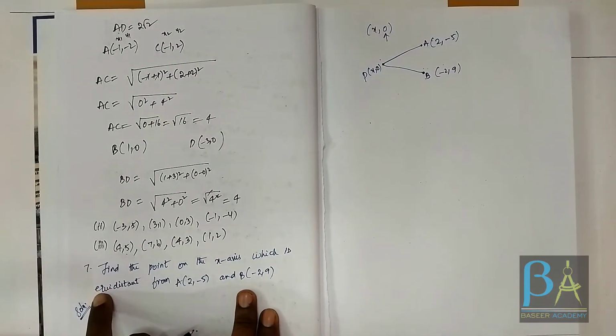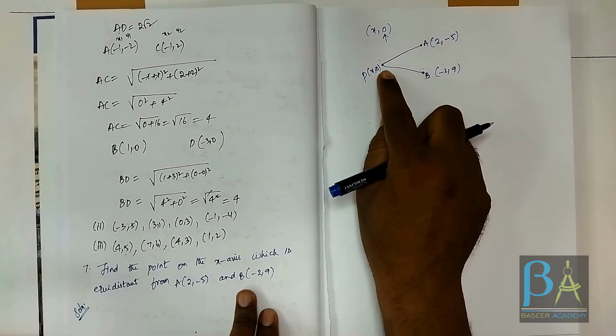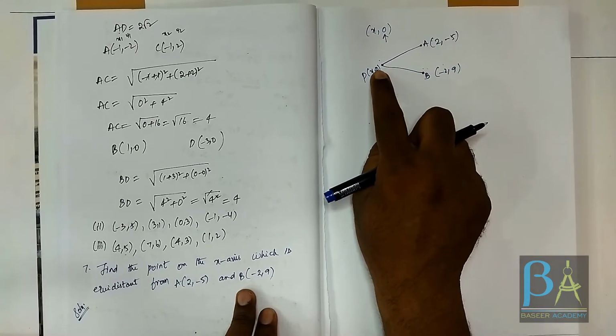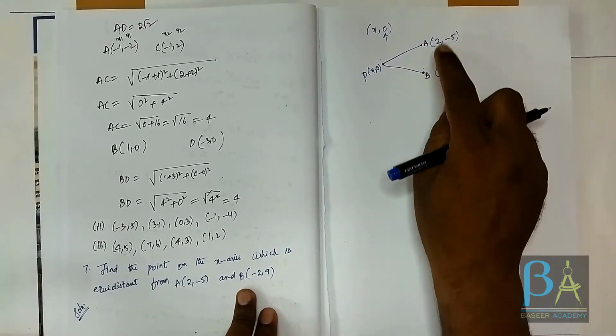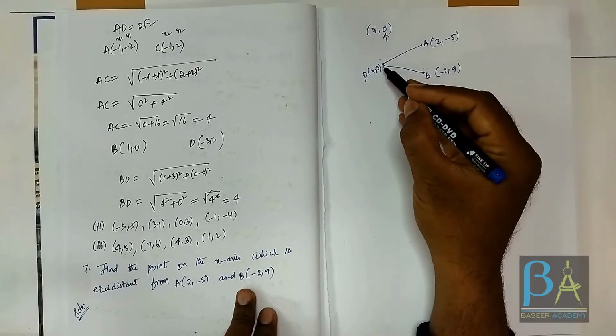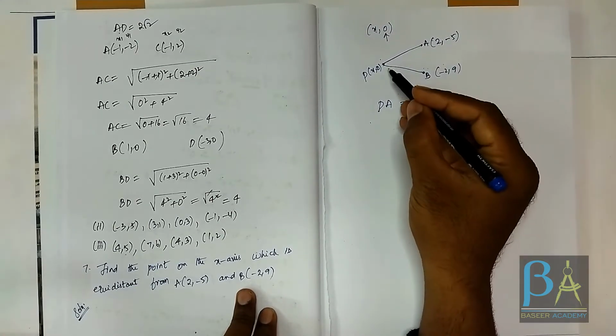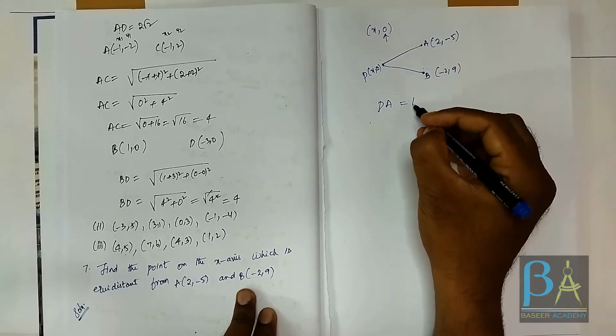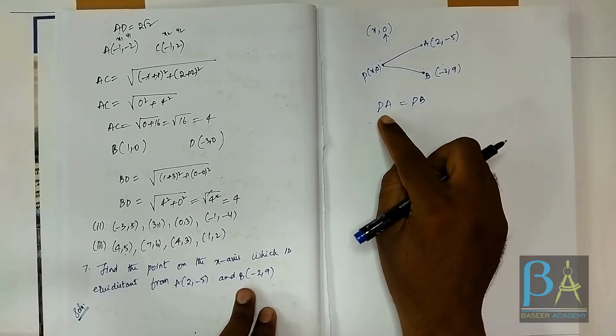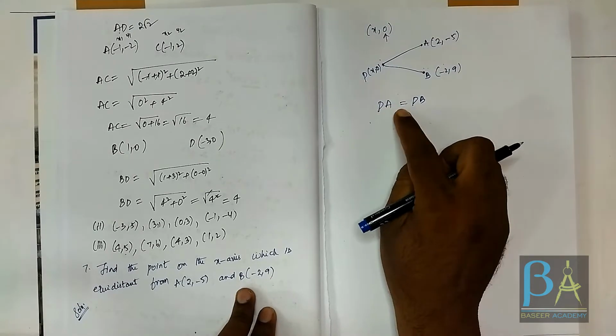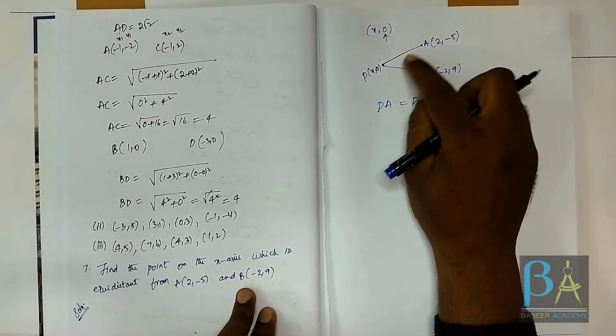Equidistant means equal distance. So the point P, which is on the x-axis, is at an equal distance from the given 2 points, meaning the distance of point P from A, which is PA, is equal to the distance of point P from B, which is PB. Let us find out PA and PB. How do you find out PA? PA is the distance from the point P to the point A.